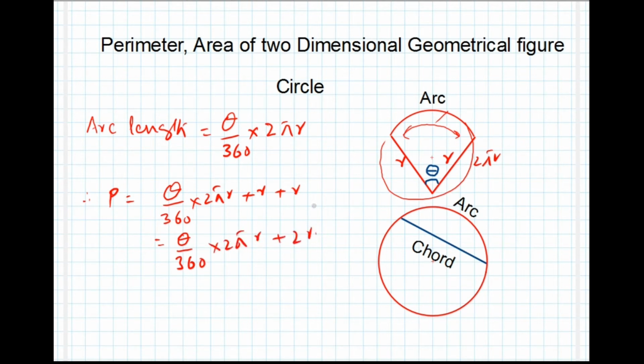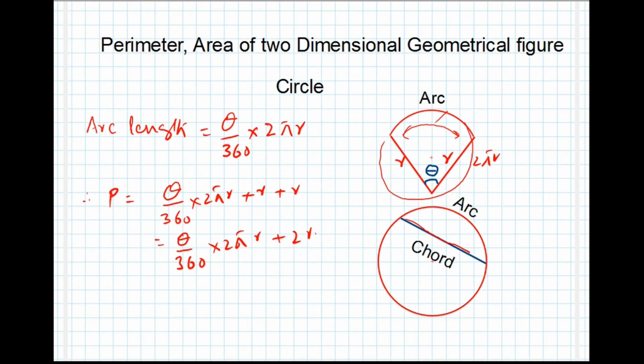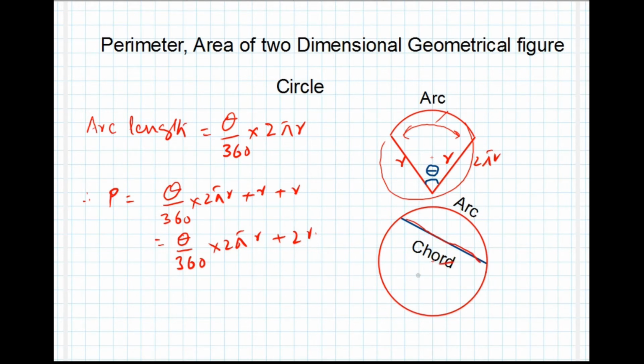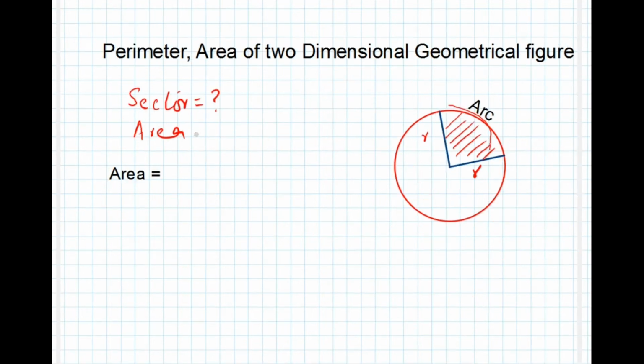The chord of a circle can be defined as the line segment joining any 2 points on the circumference of the circle. It should be noted that the diameter is the longest chord of a circle which passes through the center of the circle. Sector.